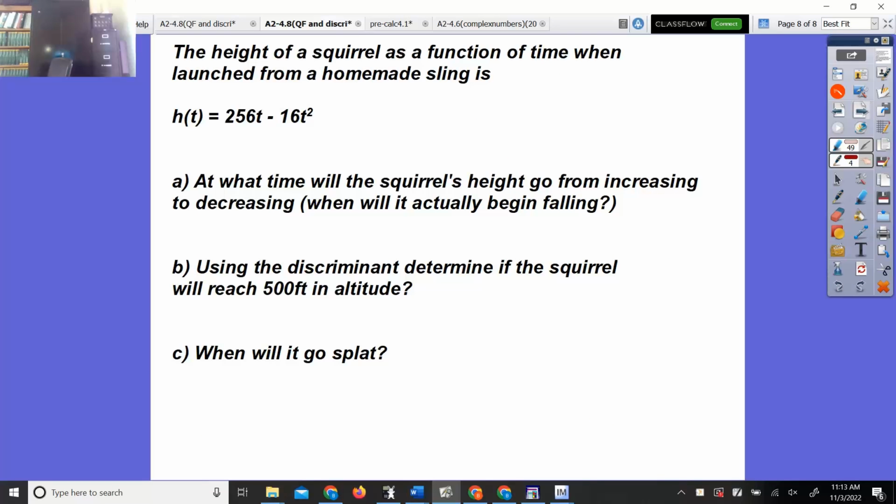We're going to talk about the squirrel cap hole. Height of a squirrel as a function of time when it's launched from a homemade sling is height as a function of time is 256t minus 16t squared. You never looked at one of these on YouTube? Well, you should at some point in time. Not today. A squirrel catapult. All right. So question A says, at what time will the squirrel's height go from increasing to decreasing?